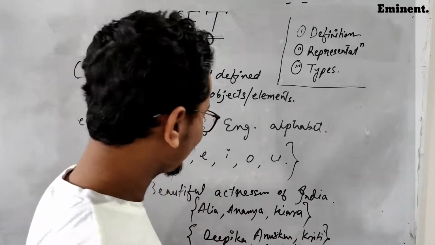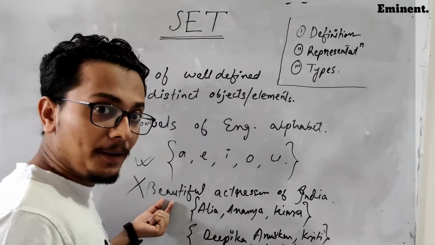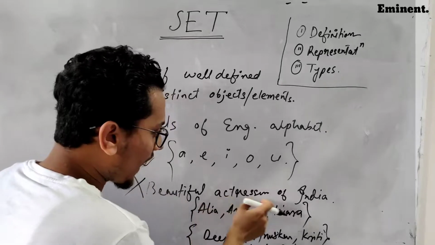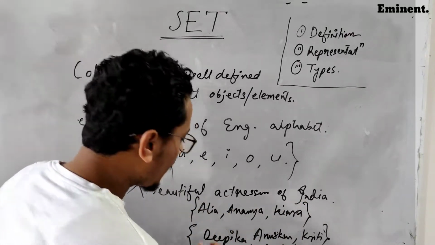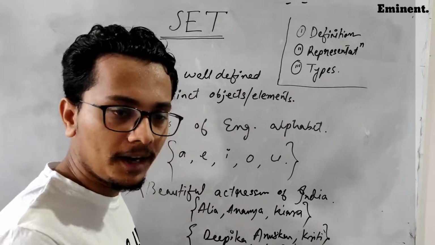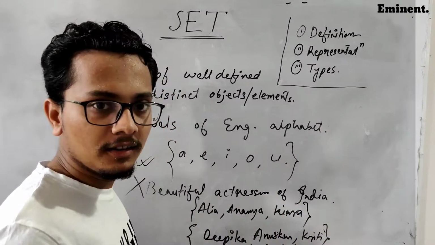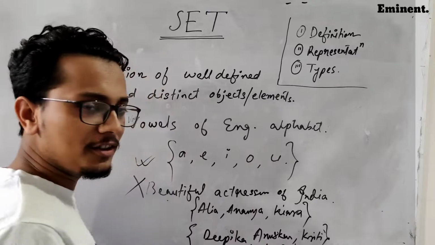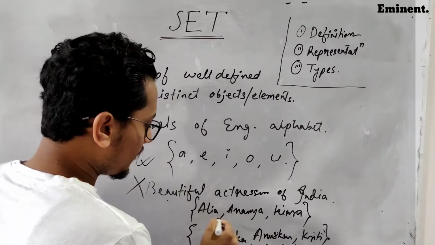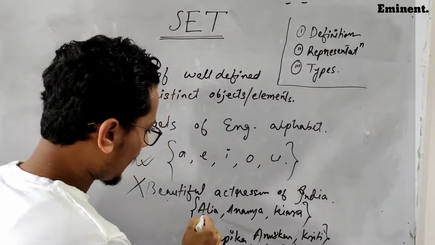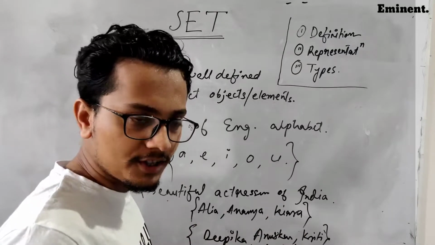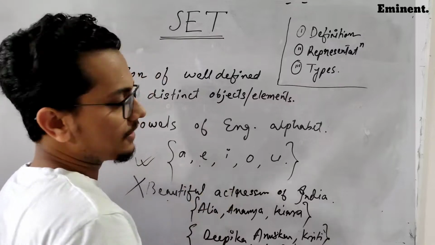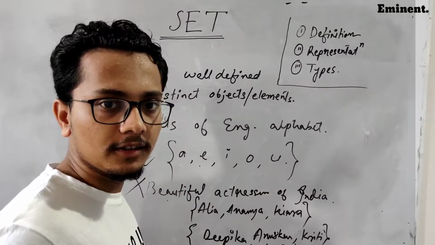Okay, whatever maybe. But in case of beautiful actresses of India, I have taken this one. You have taken this one. Other people may take other examples. So it is not distinct. It is not a set, and these objects are not distinct. But here these objects are distinct. Understood?